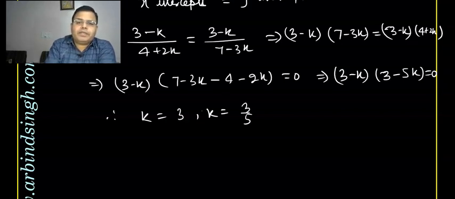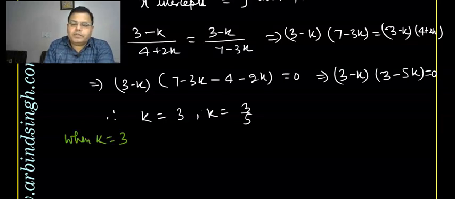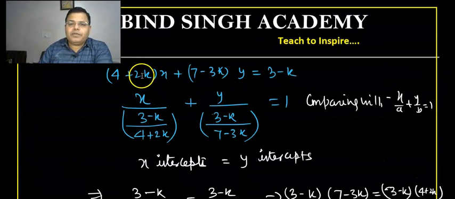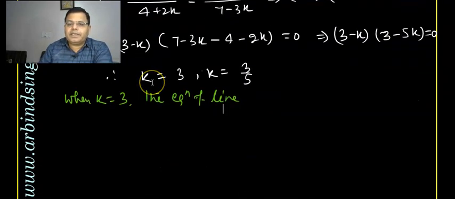And therefore the equation of line will be, when k is equal to 3, if I put the value of k as 3, then 2k is 6, 4 plus 6 is 10, 10x, isn't it?